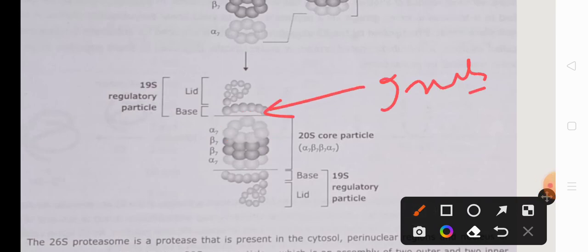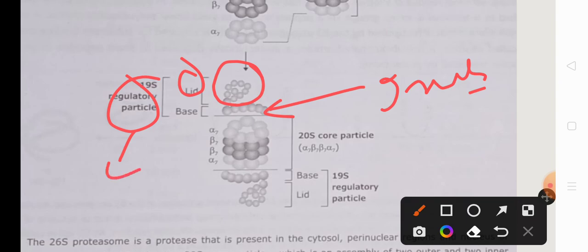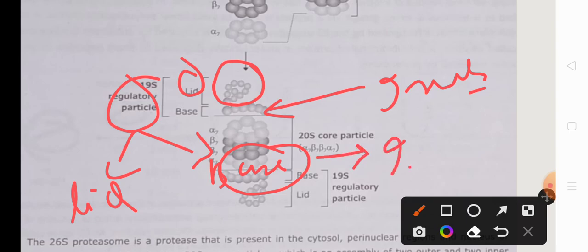The remaining 10 subunits will form the structure called lid. So the 19S regulatory particle consists of two things, lid and base. This base consists of 9 subunits which are attached with the alpha ring of the 20S core particle, and the lid consists of 10 subunits.